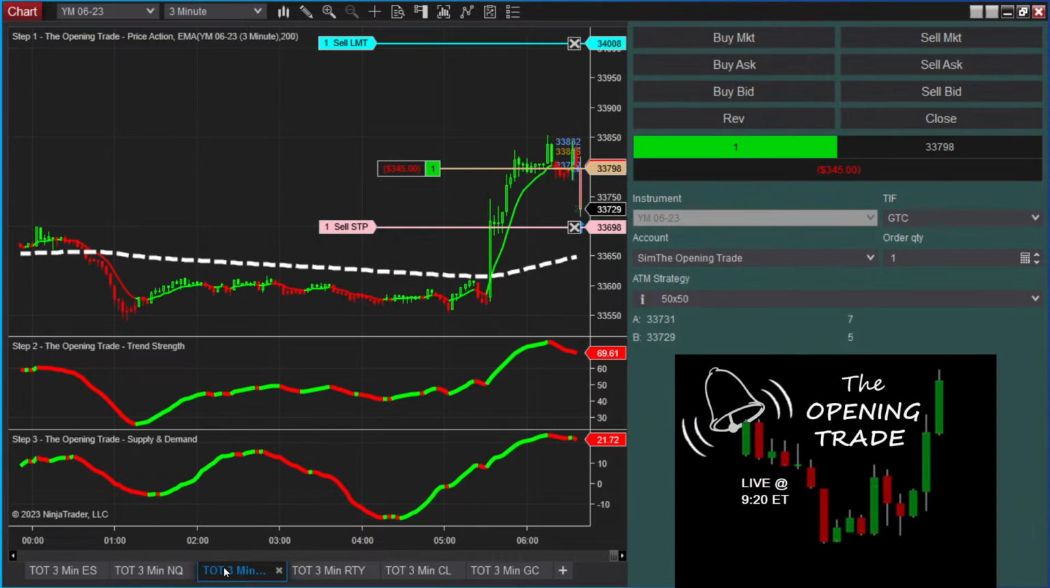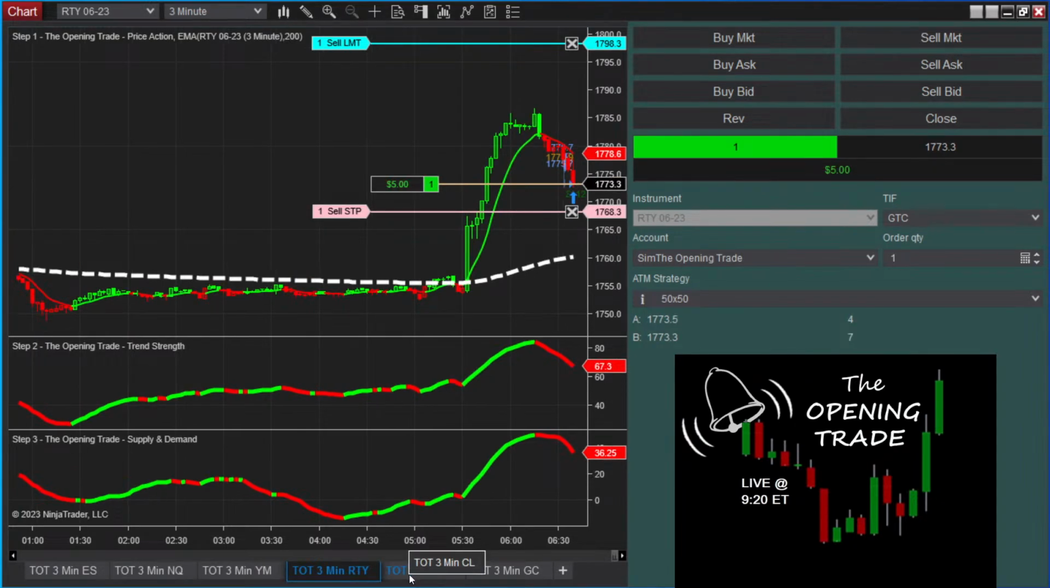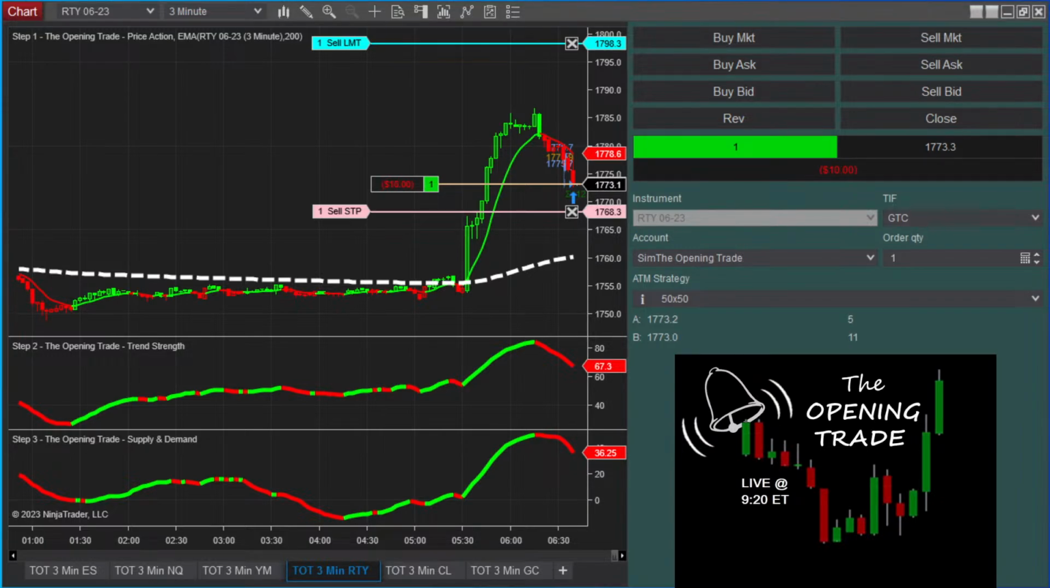Hopefully the Dow does not get stopped out at this time. Hopefully the automated trade put the stop loss far enough away that it survives this candle. We shall see. We shall see. Alright, let's take a look here.